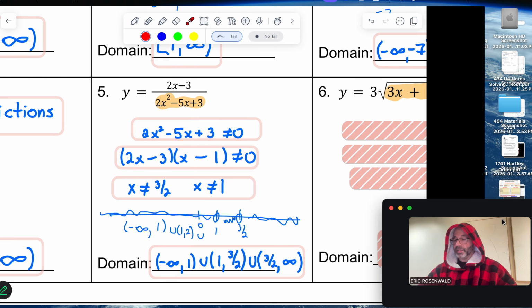What ends up happening is that the denominator right here and this, they actually cancel each other out. So this is what we call a hole. And then it's not going to equal 1 either. That's okay. It doesn't change anything. It's just that it can't equal these values.